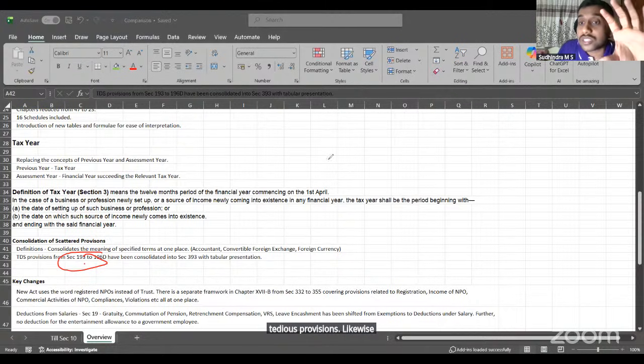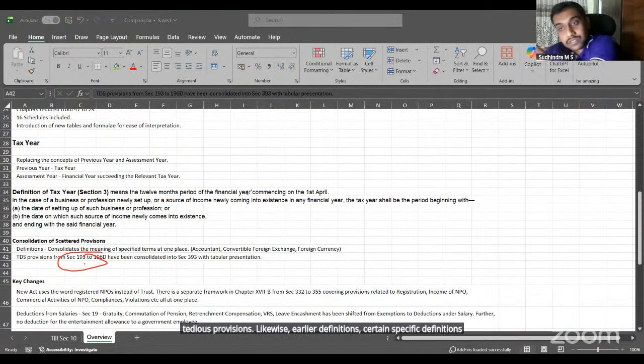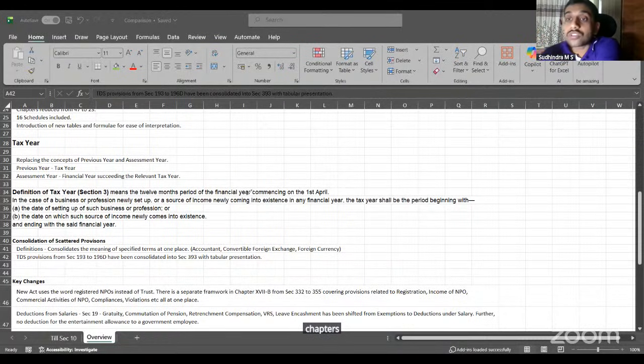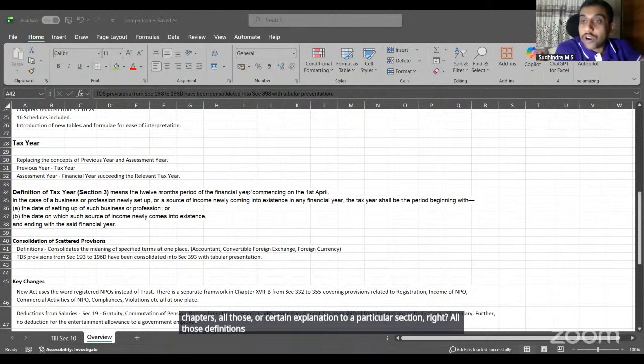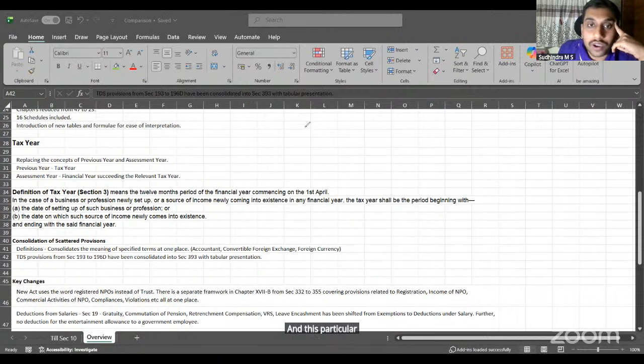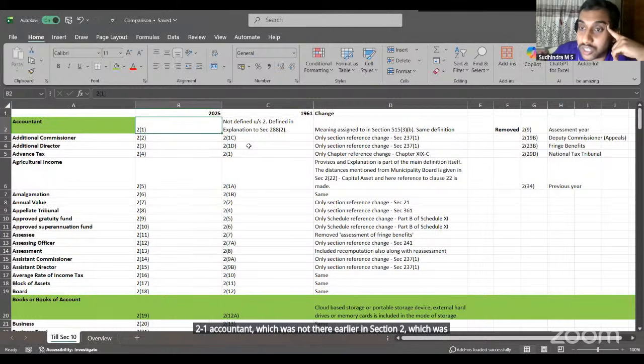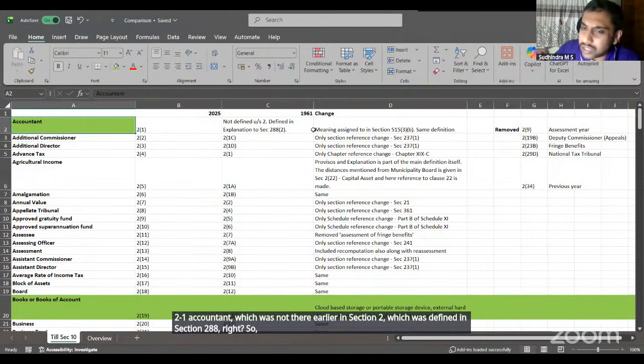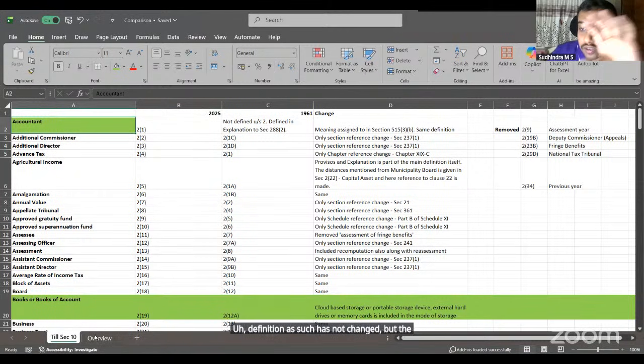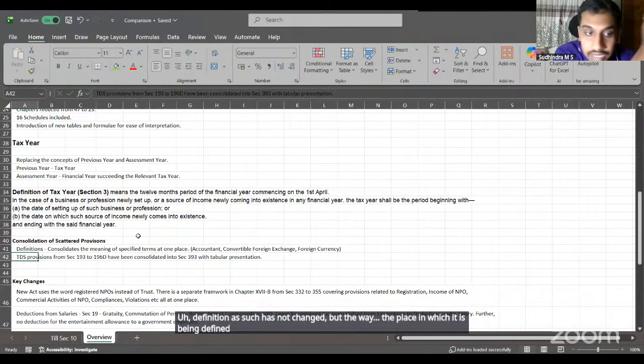Likewise, earlier certain specific definitions were there under certain chapters, or certain explanations to a particular section, right? All those definitions are now brought in under section 2 itself. And this particular Act, as chartered accountants, we have to be proud of. The first definition under section 2 is accountant. Accountant, which was not there earlier in section 2, was defined in section 288. So the accountant definition as such is not changed, but the place in which it is defined has changed. Everything they are bringing into section 2 itself, all the definitions.